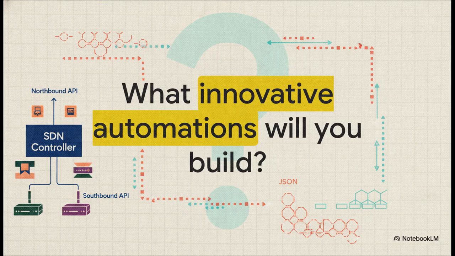So, we've decoded the whole evolution, from error-prone human typing to structured JSON, all culminating in the SDN controller orchestrating the network at a massive scale. It's a totally different world. So I want to leave you with this provocative thought. Now that the controller is seamlessly handling all the heavy lifting of the physical hardware via those southbound APIs, what innovative, network-wide automations are you going to build with its northbound API?